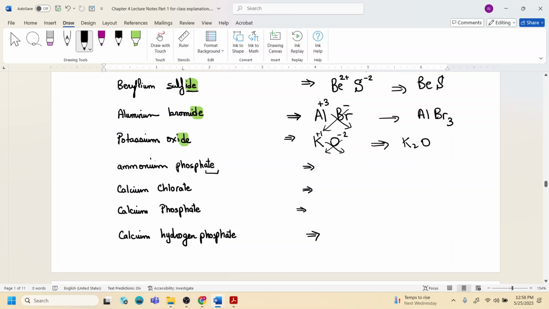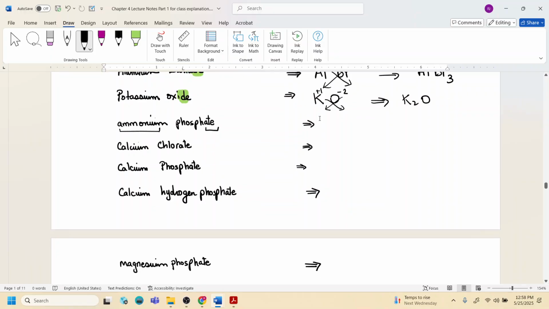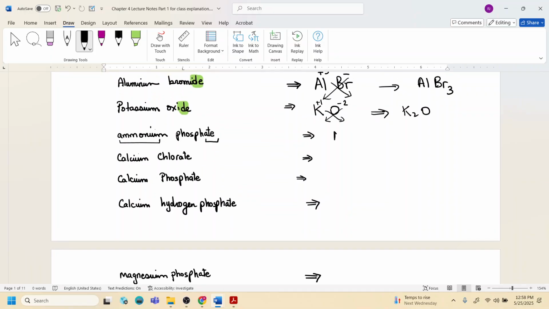So see, the ending is ATE now. This is a polyatom. And ammonium is a polyatom as well. I go to the table in there, and this is going to be my positive part. Ammonium is this, so I just draw it as I see it. So this is going to be NH4. In the table, the NH4 is positive. Write down the positive sign because I want to make sure to balance the charges.